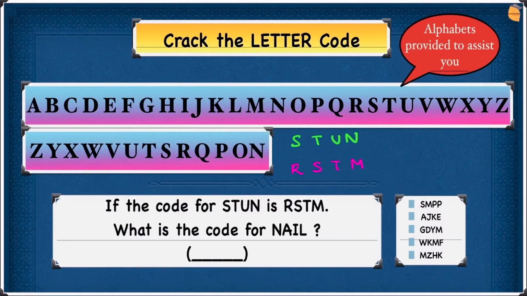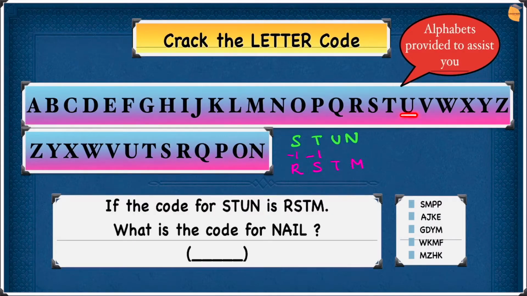Now we have to see what we have to do to S to give us R. S is over here, R is over here. You have to move one step backwards from S to give you R, that means it will be -1. So write -1 here. Now T is here and S is over here. So T and S, one step backwards is -1.